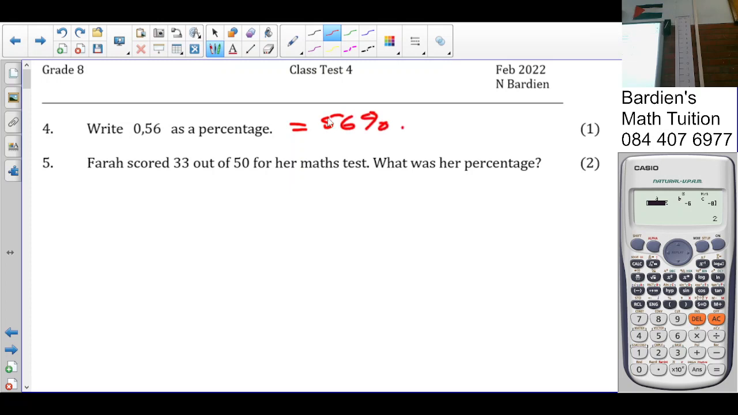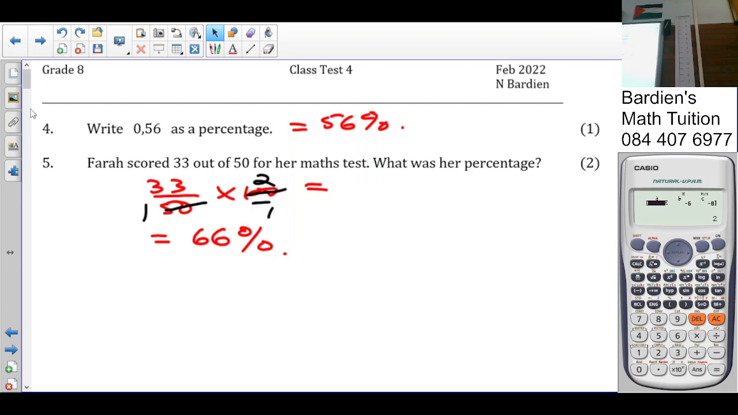Okay, the next one. Ras scored 33 out of 50 for a maths test. So it's going to be 33 out of 50. What is it as a percentage? So you multiply it by 100. Naturally this is over 1. 50 goes into 50 once, into 100 twice. 33 times 2 is 66%.